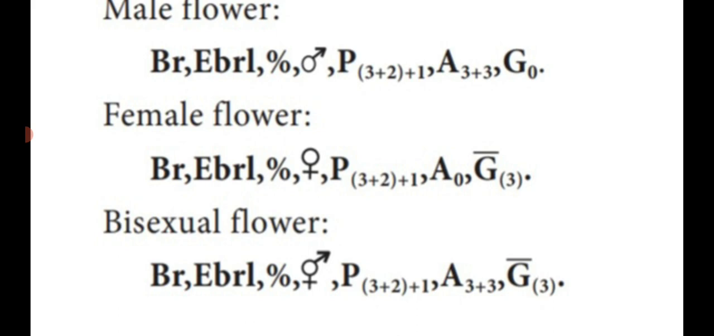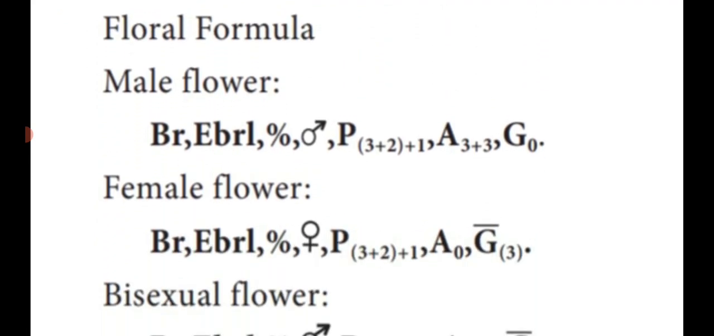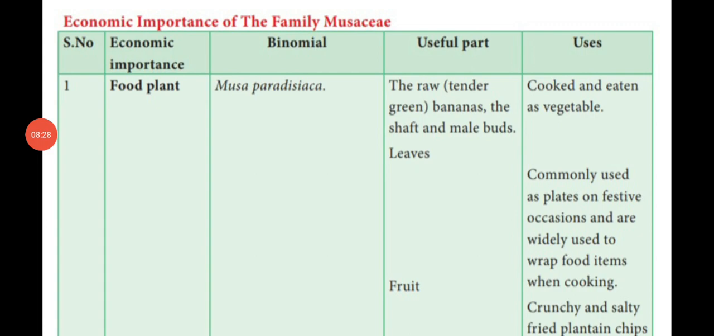Then bisexual flower: BR, EBRL, actinomorphic, bisexual symbol. Perianth is the same, 3 plus 2 plus 1. Androecium is 3 plus 3. Gynoecium is 3. So this is the 3 floral formulas of the genus Musa paradisiaca. Dear students, up to this we have seen the botanical description of Musa paradisiaca.